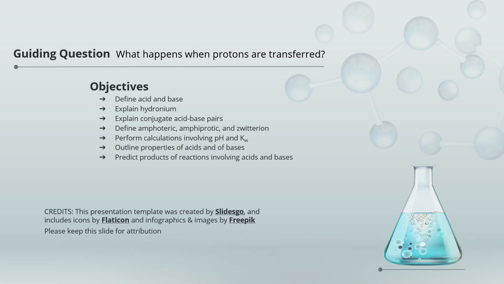And my friends, we have come to the end of this video lecture. We talked about transferring protons. We defined acid and base. We talked about hydronium, that H3O+ polyatomic ion. We talked about conjugate acid-base pairs. The acid is always going to have 1 hydrogen more than does its base. Amphoteric acts like an acid and a base. Amphiprotic can donate and accept protons. Zwitterions can be an acid or a base depending on the environment that it's in.